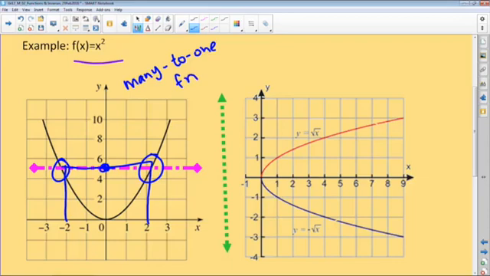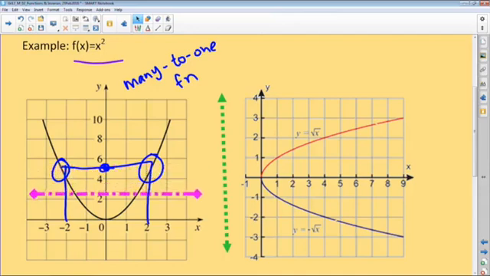All right? And in the case of, for example, a straight line, if you were to do the same horizontal line test, you would see that it would only cut the straight line at one point, and so the straight line would be an example of a one-to-one function. But going back to the parabola, I know that it's touching it at more than one point, so therefore it's a many-to-one function.